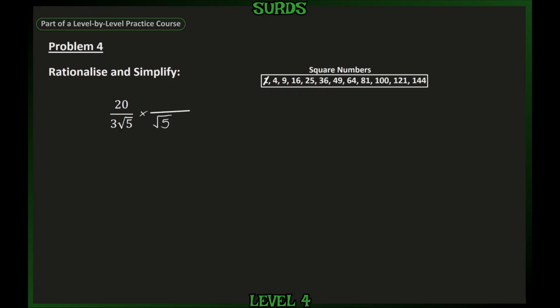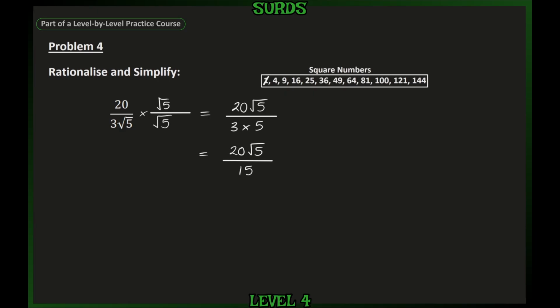Now if we multiply the bottom by root 5, we have to do exactly the same to the numerator to keep the fraction equivalent. And if we do that, and looking at the numerator, 20 times root 5 just gives us 20 root 5. And on our denominator, we have 3 multiplied by root 5 times root 5. And root 5 times root 5 is 5. So we have 3 times 5 on our denominator. Now 3 times 5 is 15. So this becomes 20 root 5 divided by 15.